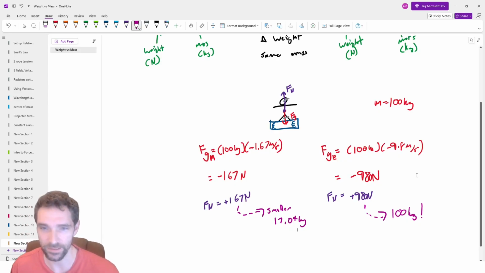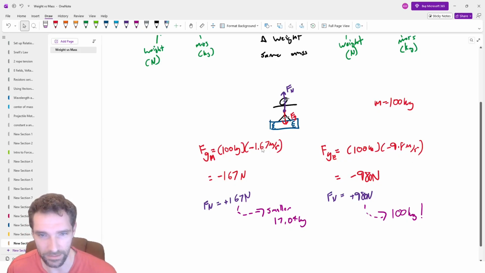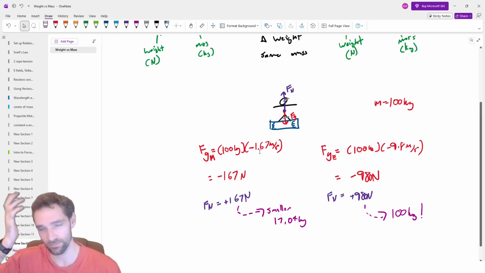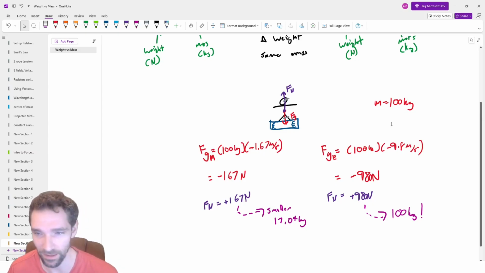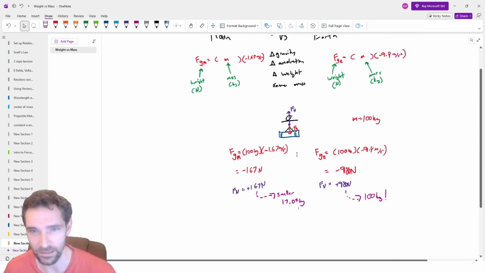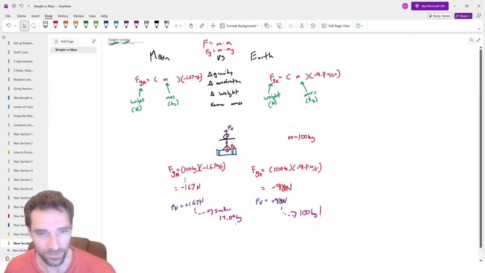In other words, this force of gravity is maybe 20-ish% of what it was, and so the mass is going to be calculated out as about 20-ish% of what it should be. So that's kind of what's going on if you were standing on the moon versus the Earth.